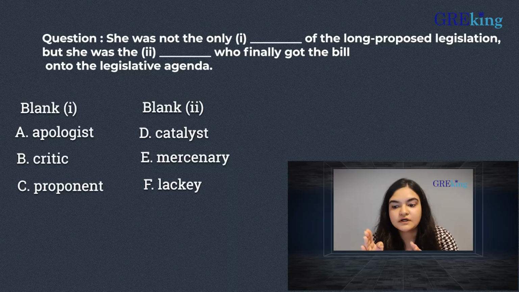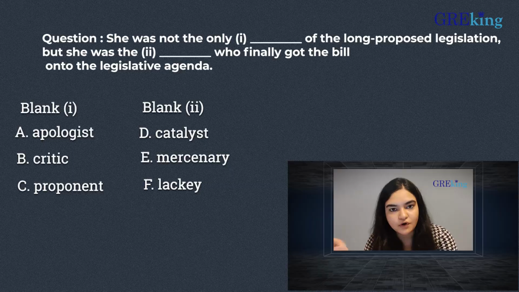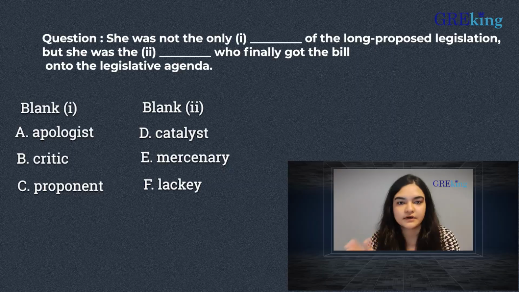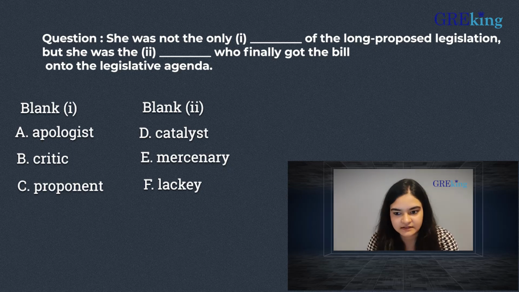Now, she was not the only dash of the long proposed legislation. That means she was in support of the long proposed legislation, but she was the dash who finally got the bill onto the legislative agenda. So because of her, the bill got into the legislative agenda. That is how I interpret the sentence: she was not the only supporter of the long proposed legislation, but she was the one because of whom the bill got into the legislative agenda.